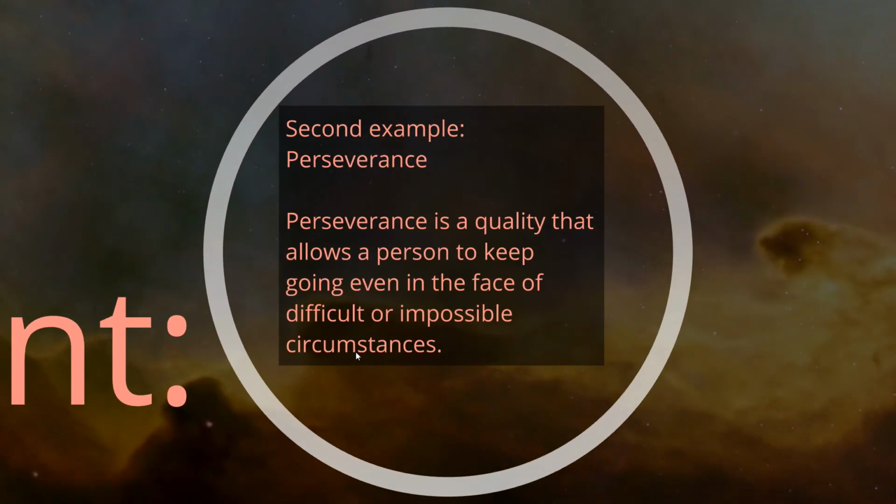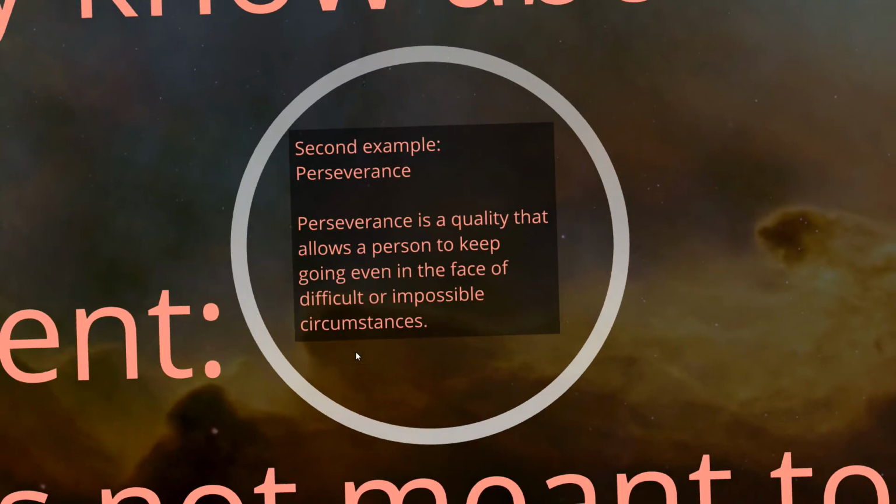Here's another example. Perseverance is a quality that allows a person to keep going in the face of difficult or impossible circumstances. So people may know and have an idea of what perseverance is. Here's a pretty general definition of what perseverance is. So this is just setting up your general statement so that you can now provide proof further on in the paragraph.